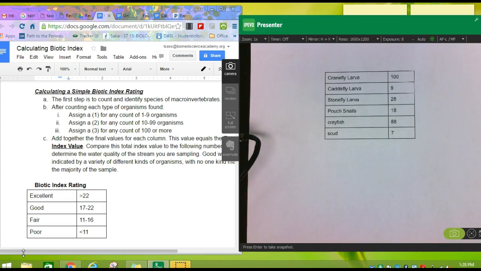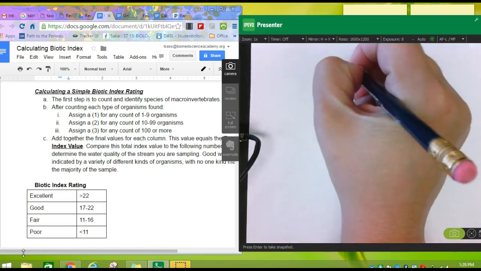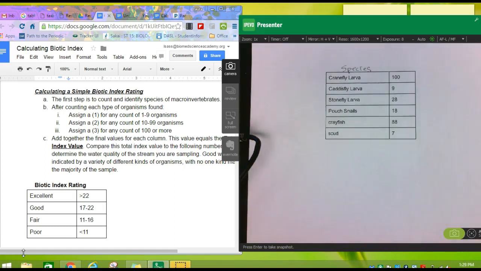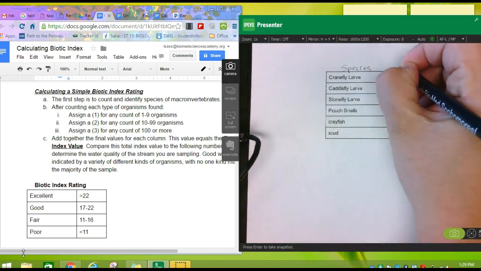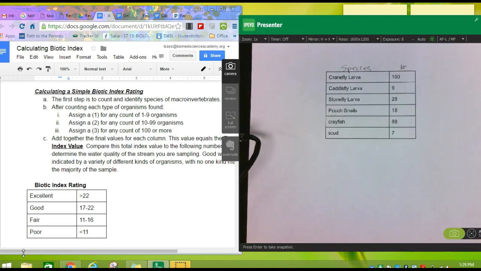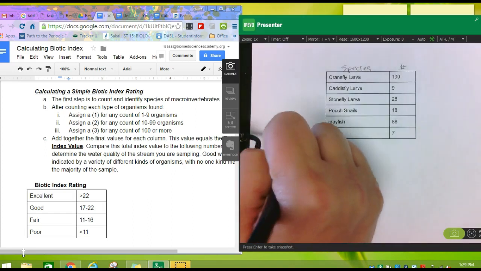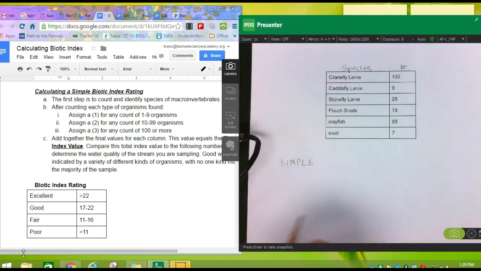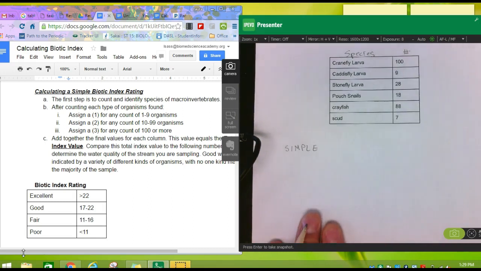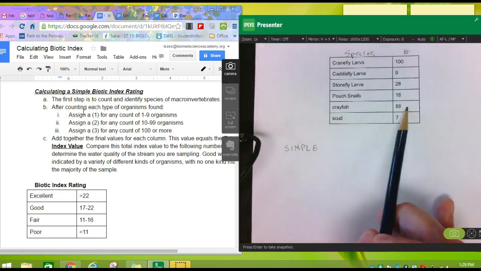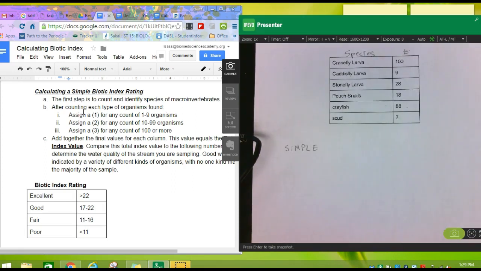So to walk through an example, I have some sample data over here. These are species on the left-hand side, and this is the number that we were able to gather from a sample. So this is just some example data. So if we want to look at the simple biotic index, I'm going to walk through the steps of what to do. The first step, if we look at the document that explains this, is to count and identify species of macroinvertebrates. We have that. We have our species and we have our numbers. The second step is to assign numbers based on abundance. So it says assign a 1 for any count of 1 to 9 organisms.